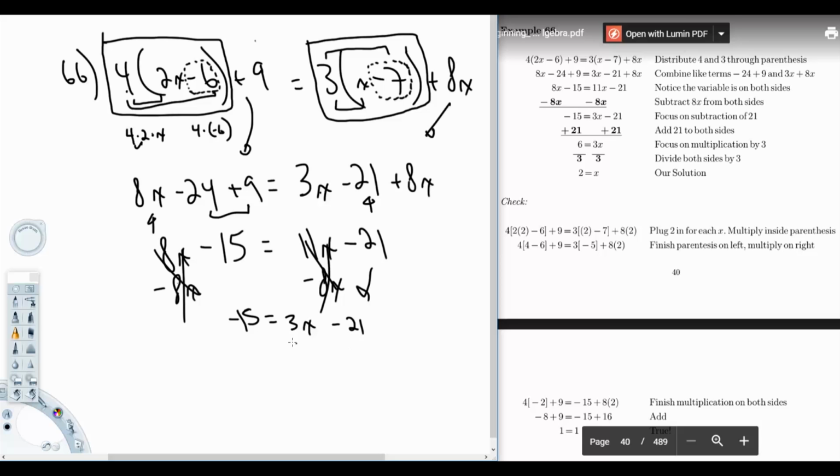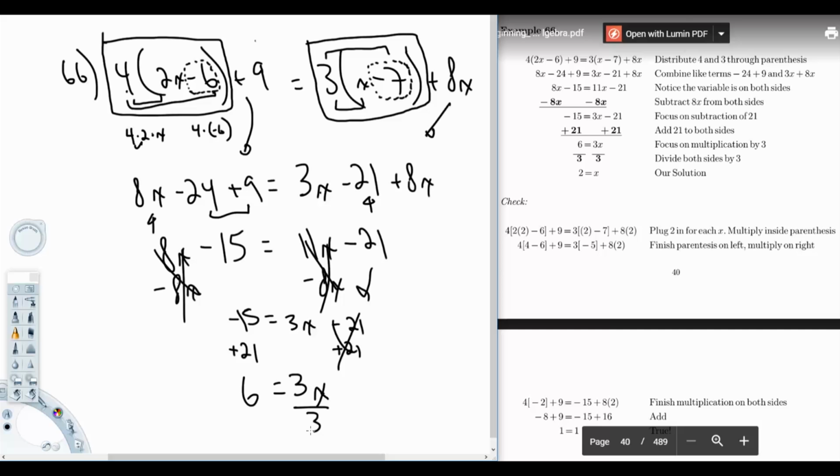We want to get what we know on one side and what we don't know on the other side. We don't know what 3x is. We want to get rid of this minus 21. We add 21. Boom, that's gone. It's disappeared. It's out of here. Minus 15 plus 21. Think about it. That's 6. And now we're left with 6 equals 3x.